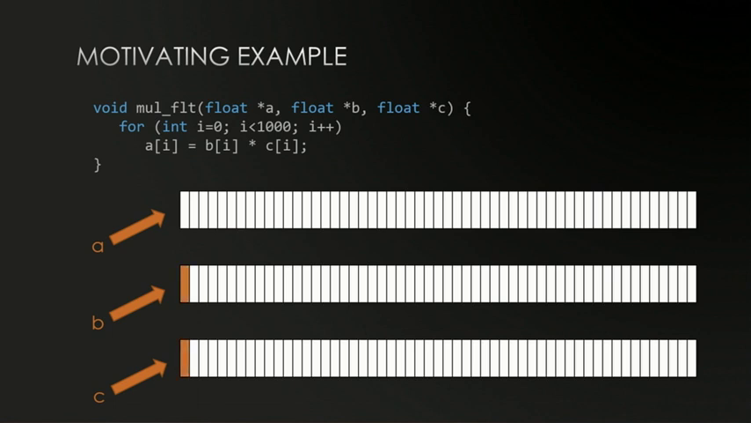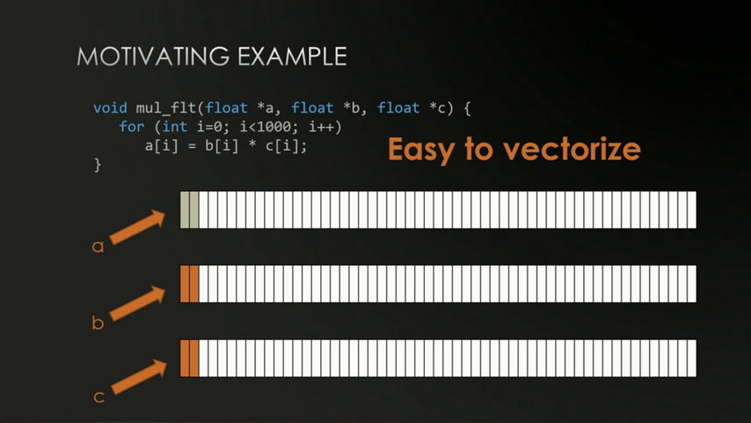So in the first iteration of the loop, we're going to be loading from B sub 0. We're going to be loading a float from C sub 0. We're going to do a 32-bit multiply, and pack the result in A sub 0. Good, we finished the first iteration. Second iteration, we're doing the same thing. We're loading B sub 1, we're loading C sub 1, multiplying together, and putting it in A sub 1.